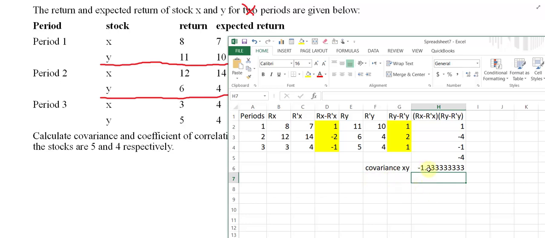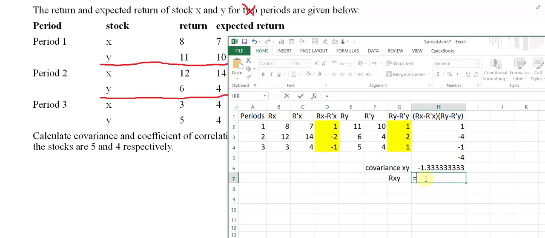Again, it is negative. If it is negative, it means the two securities do not have the same features, so the risk of the security is less. But in order to understand it in a better way, we have to calculate the coefficient of correlation as well. How to calculate the coefficient of correlation? Mention here coefficient of correlation, or we can say R x and y. R x and y means the coefficient of correlation between x and y, right?